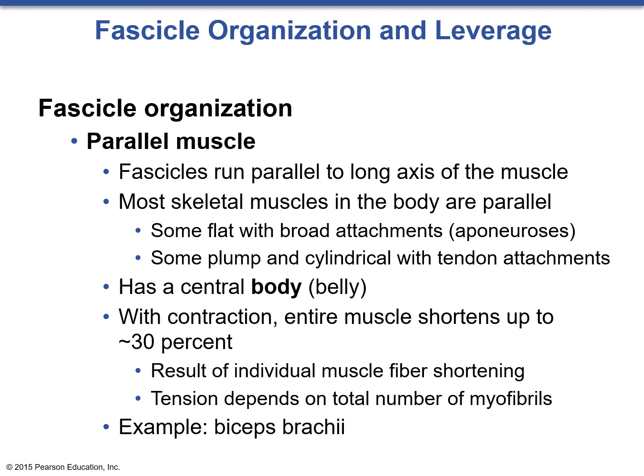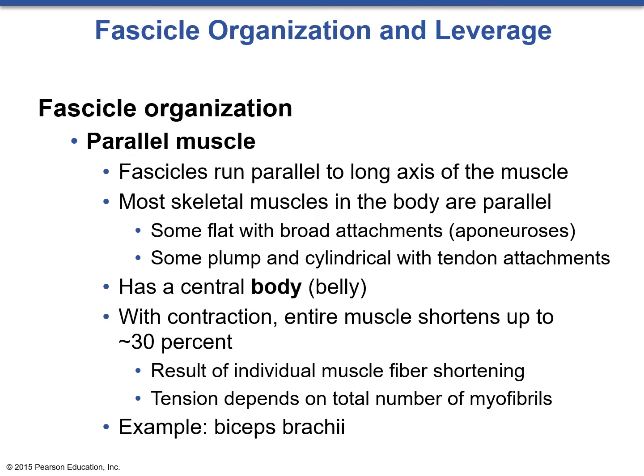They can shorten only to about 30% of their original length. They vary in overall shape. Some are flat with broad attachments. These attachments would be aponeuroses. That's going to be connective tissue that would connect muscle to muscle. Some are plump and cylindrical with longer tendon attachments to the bone.